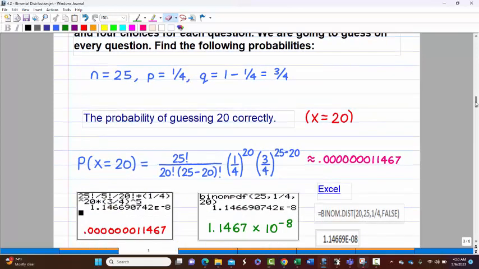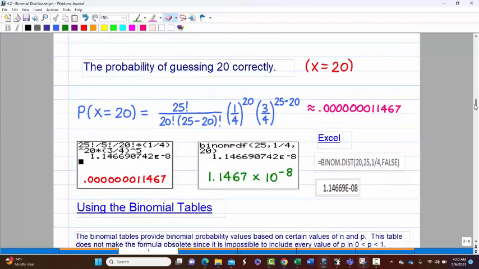The probability of guessing 20 correctly. There it is in the Binomial PDF, in scientific notation, that times 10 to the negative 8. That means you start right there where that 1 is, the decimal, and you move it back 8 places. That leaves 7 zeros right in front of it. And that is an extremely low probability. You're kind of working your way into almost lottery land right there as far as guessing. Yeah, it's astronomically low that you could guess all 20 of those correctly.